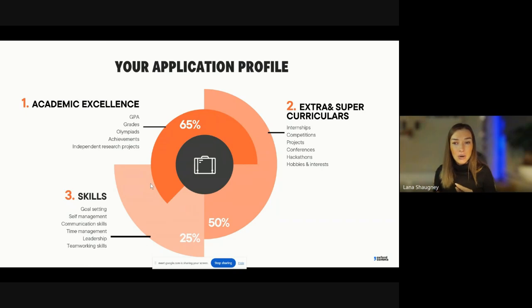So the question here is if you're applying to the UK or US, because these two countries have a different focus on extra versus supercurricular, and we'll talk a little bit about what extracurricular and supercurricular activities are. And the third one is skills, your competences as well. So everything about self-management, goal setting, communication skills. And these are the things that you can demonstrate through your personal achievements, through your supercurricular and extracurricular activity. It's how you talk about those things that will demonstrate the skills.